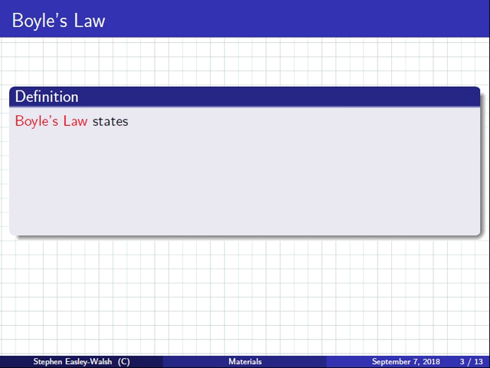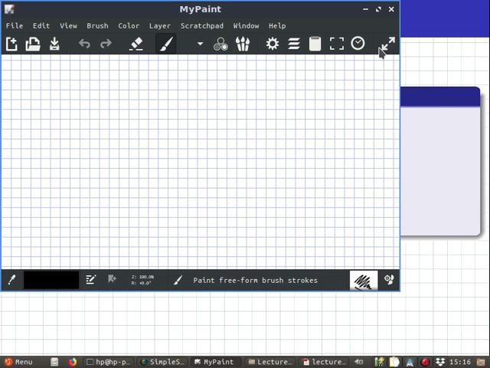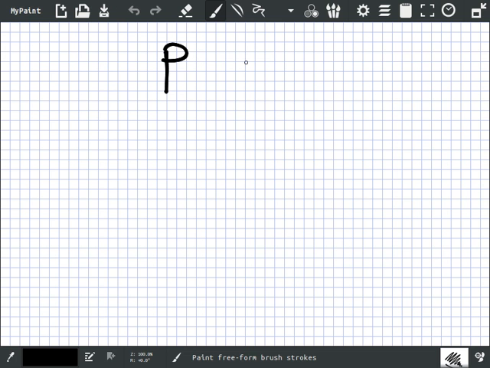What is it? Then you don't know it if you forgot it. Tell me what Boyle's Law is. Okay, Boyle's Law. Boyle said, for an ideal gas, you remember we did ideal gas yesterday, P is proportional to 1 over V. Do you know this word, proportional? I can write it for you. It looks like this. Boyle said P is proportional to 1 over V.